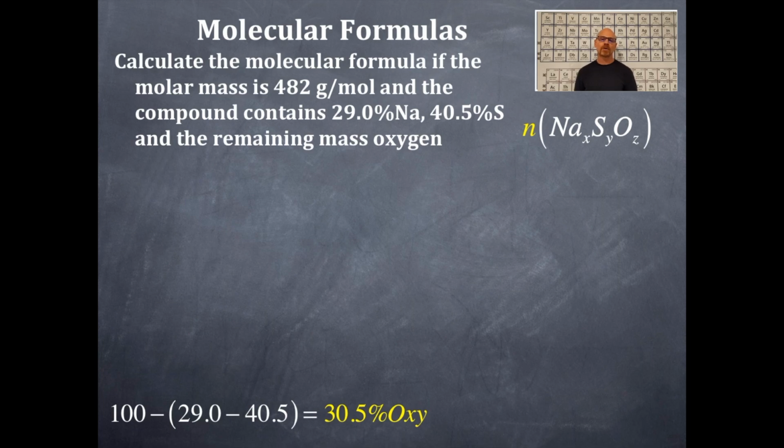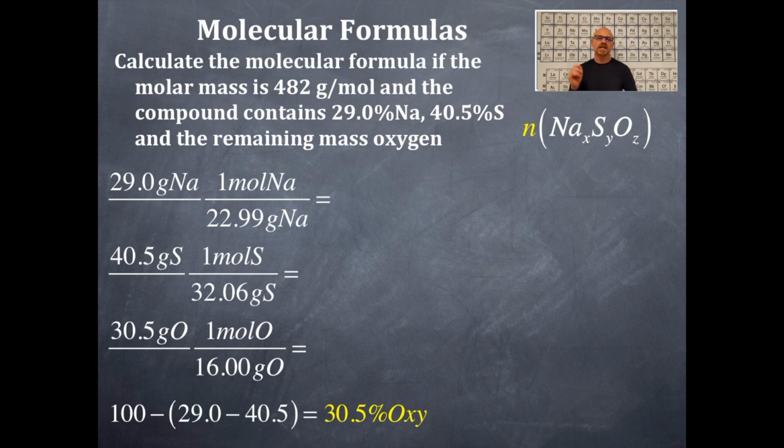Here is solving for the percent of oxygen, which we know is, since we're assuming 100%, that means I have 100 grams of compound. And so this is now 30.5 grams of oxygen. So I have 29.0 grams of sodium, 40.5 grams of sulfur, and 30.5 grams of oxygen. I'm going to convert all 3 of these into moles of those same elements, respectively, using their molar mass. I want you to pause the video and do that yourself.